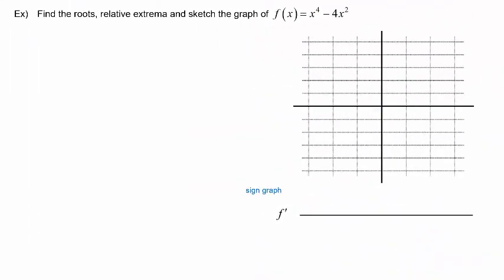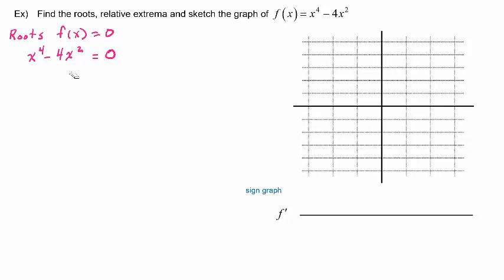In this example, find the roots, relative extrema, and sketch the graph of f of x equals x to the fourth minus 4x squared. Of course, roots occur whenever the function is equal to 0. So we would solve x to the fourth minus 4x squared has to equal 0.